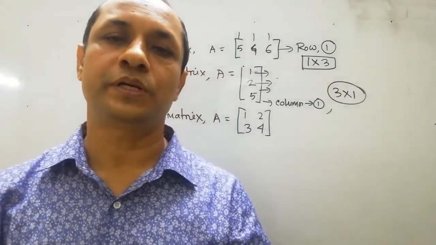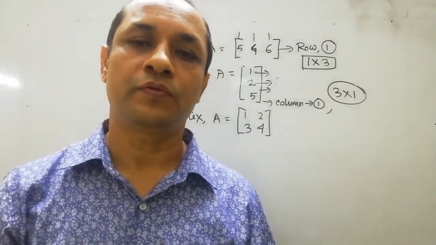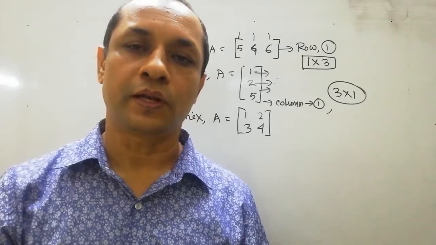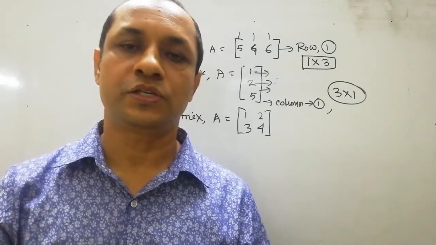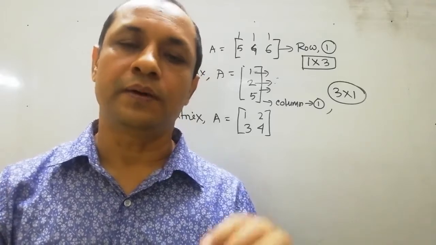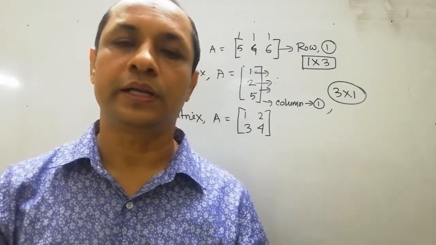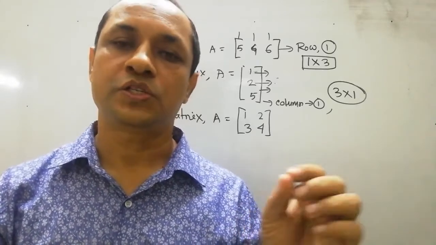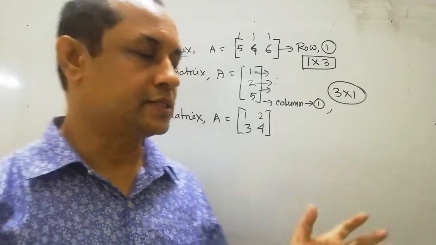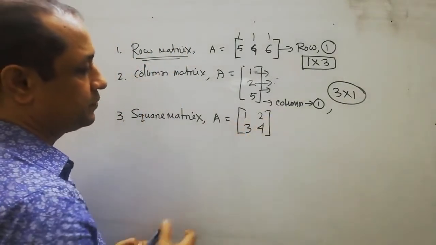It is an important definition: square matrix. If the number of rows and the number of columns are equal in a matrix. I say again, students, if the number of rows and the number of columns are equal in a matrix, then the matrix is called a square matrix. For example, let A be the matrix 1, 2, 3, 4.